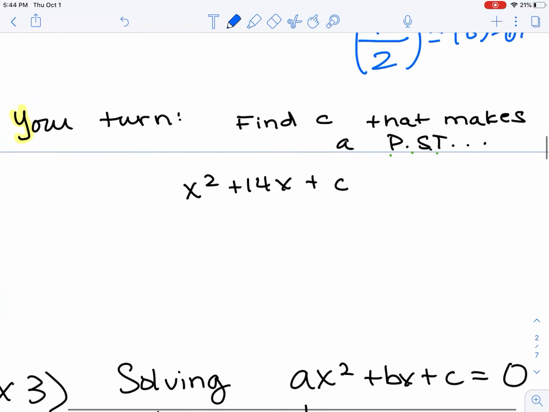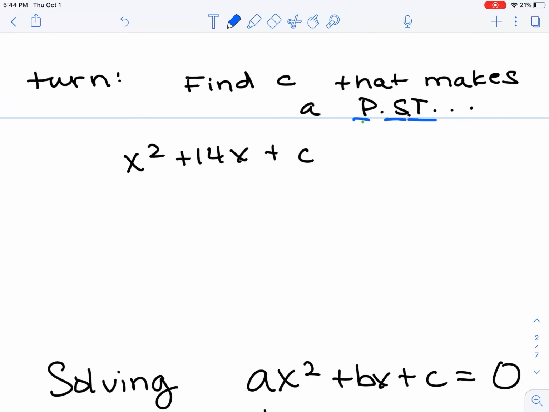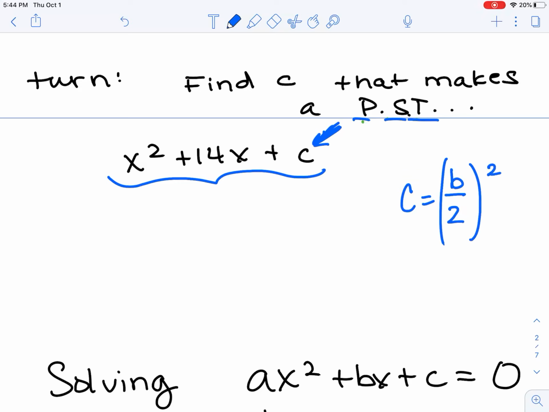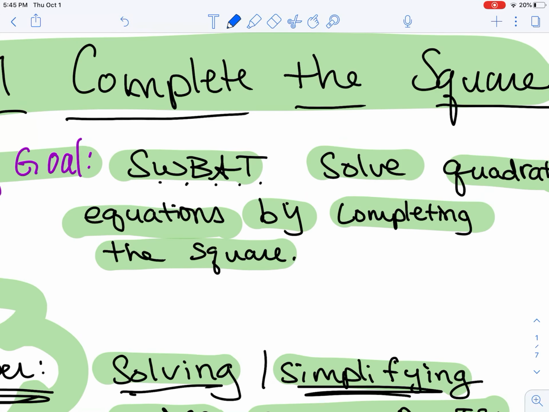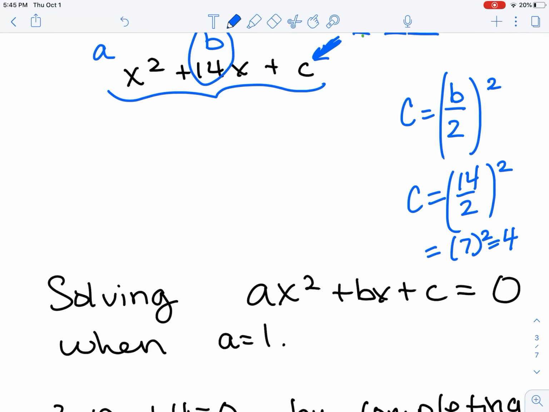So your turn. You're going to find a value of c that makes a perfect square trinomial for this right here. We know c equals the b value over 2 squared. So let's look at your a and b. How do you find c? C equals 14 over 2 squared, which is really 7 squared. So hopefully you got 49.